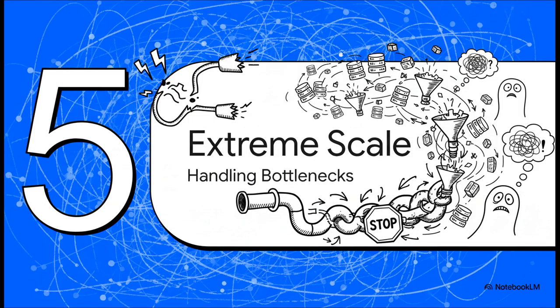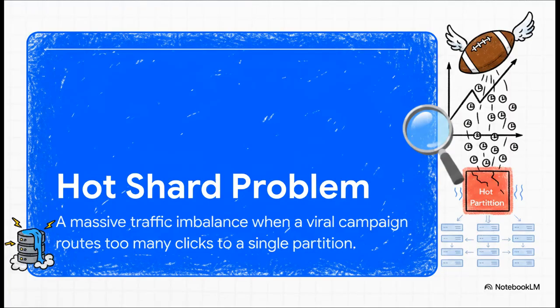Finally, let's talk about engineering for extreme scale. So the internet is rarely well behaved, right? And that chaos leads to some pretty major distributed system nightmares. The most notorious issue we face is called the hot shard problem. Usually, we partition our Kafka queues by campaign ID, so all the clicks for one specific ad go to the exact same processing task. But imagine a highly anticipated Super Bowl ad drops.